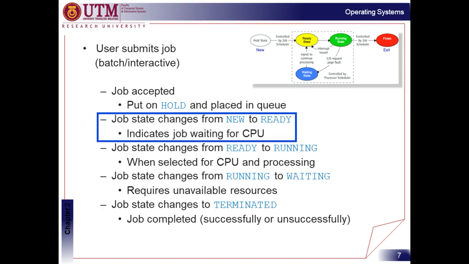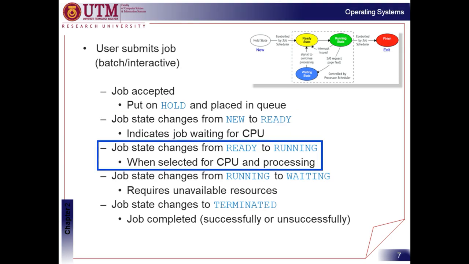The job state changes from new to ready. This means that the job is in line and waiting for the CPU to run it. This transition is important because it shows that the job has been initialized and loaded into main memory, which means it is ready to be executed. Once the CPU scheduler selects the job, it moves from the ready state to the running state. This is when the job actually starts running its tasks.